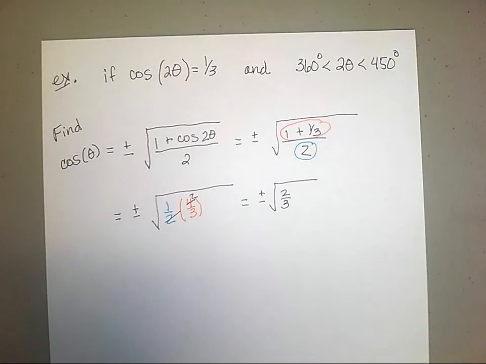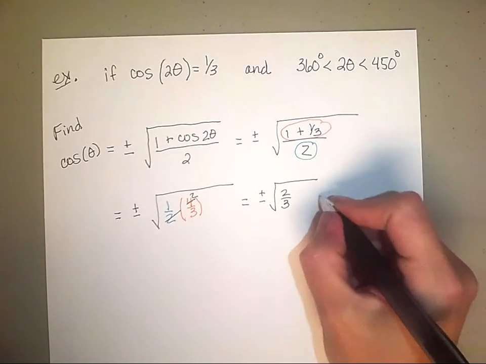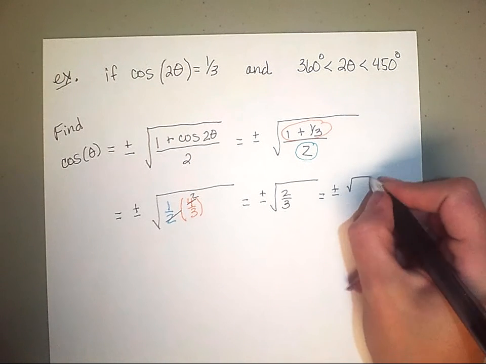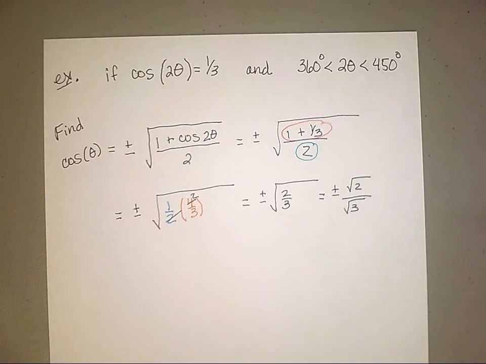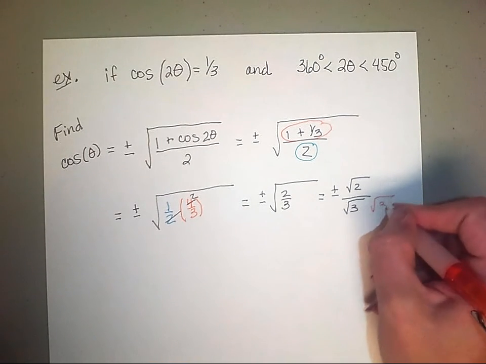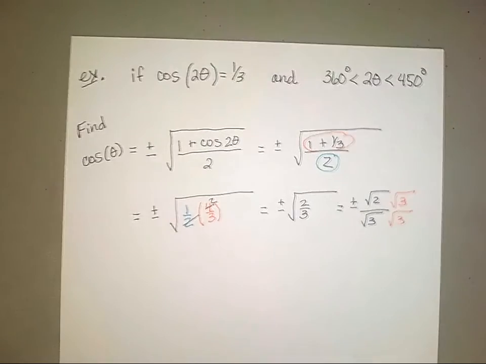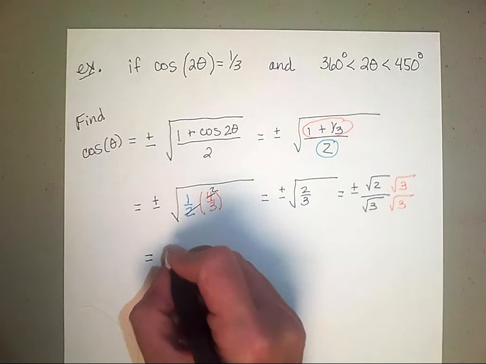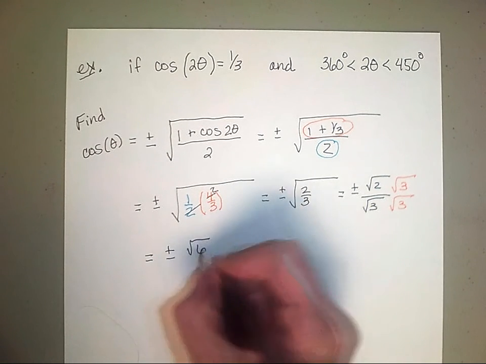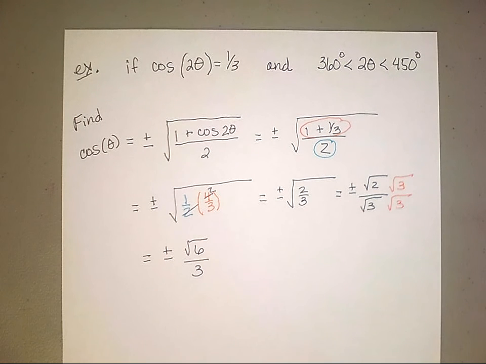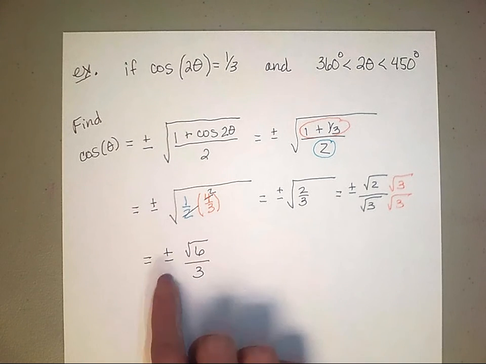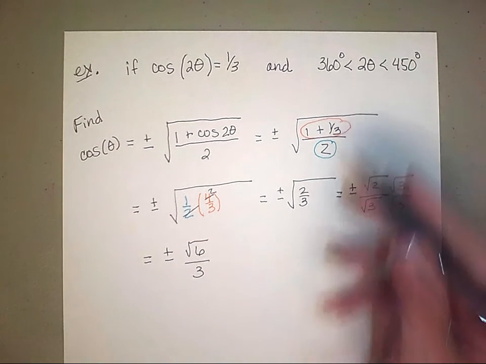Okay. And then we can split that up. Plus or minus the square root of 2 over the square root of 3. We'll do that so we can rationalize it, multiplying by the square root of 3. That will get us to plus or minus the square root of 6 over 3. And now we need to decide which quadrant this belongs in. Okay, are we taking the plus or are we taking the minus?